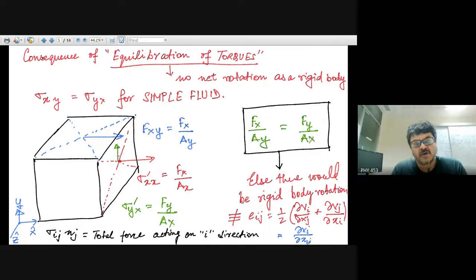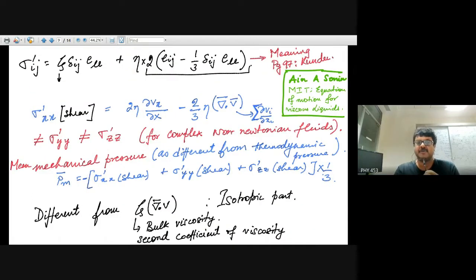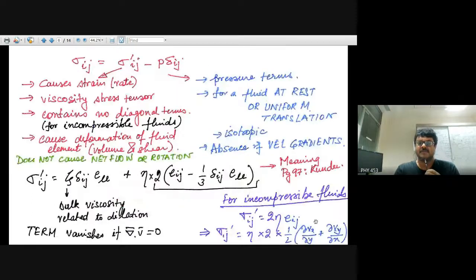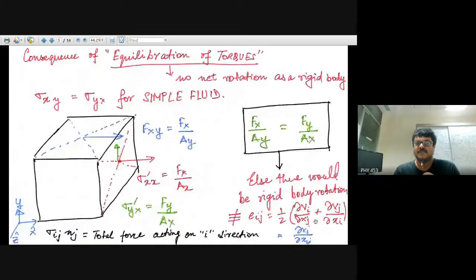If the torques are not balanced, then there would be rigid body rotation, and that is not related. So viscous stresses will be related to the velocity gradient tensors, as you will see. They are not related to this part of the velocity gradients. This part, I want to remind you, is the part which leads to deformation of the fluid. It leads to deformation, distortion of the fluid.